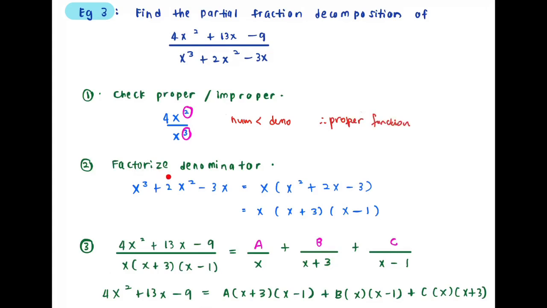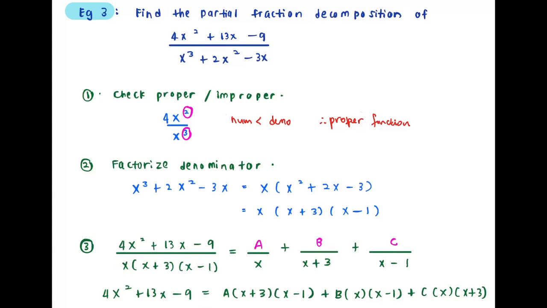Now, let's factorize the denominator because we want to split the fraction according to the factors of the denominator. So this is x cubed plus 2x squared minus 3x. Let us factorize x first. Then let us factorize this quadratic equation. Now let us write this equation here, and then let's perform the partial fraction decomposition.